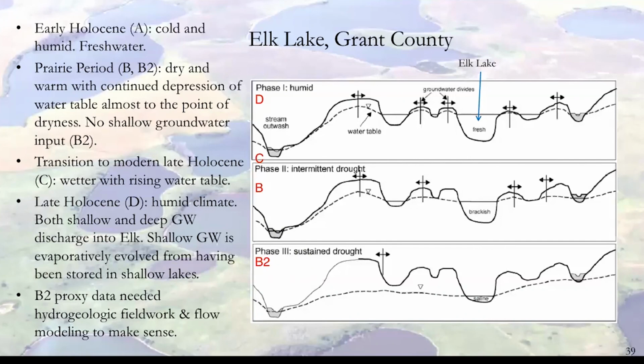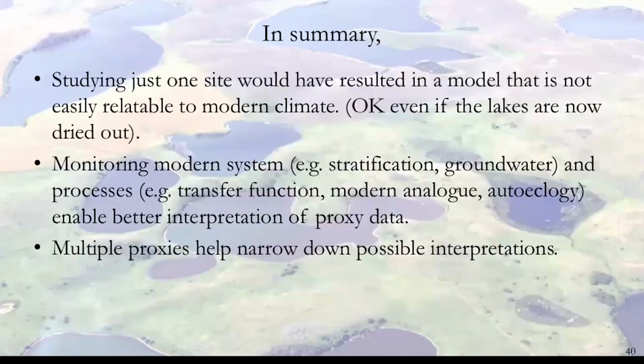Okay, so in summary, getting just one site, like the Jones and Evans lakes, could have resulted in a model that's not easily relatable to modern climate. And that would work if you have pairs of lakes with different types of sediment records. Even if the lake is now dried out, we can still pull out that information.